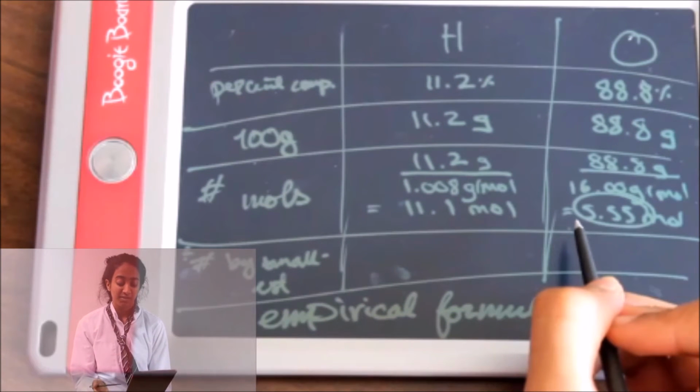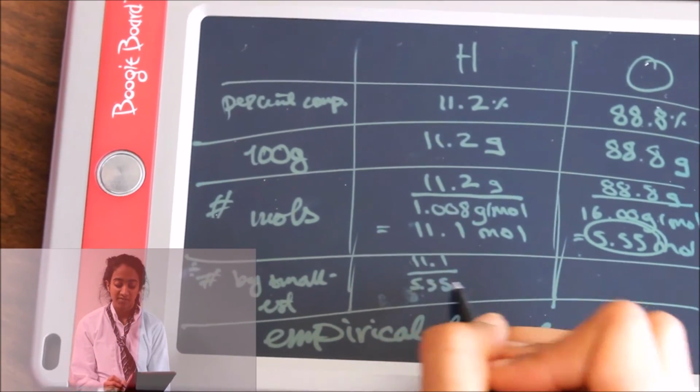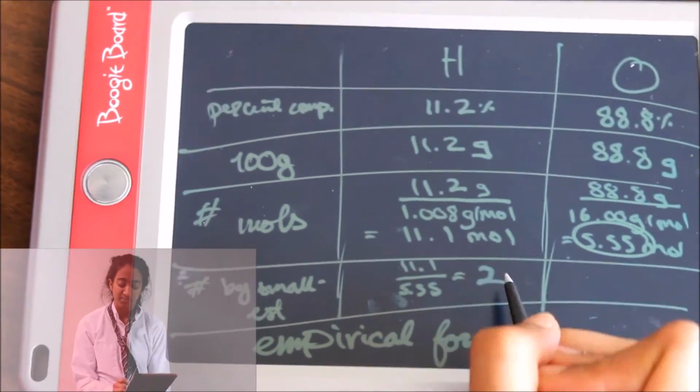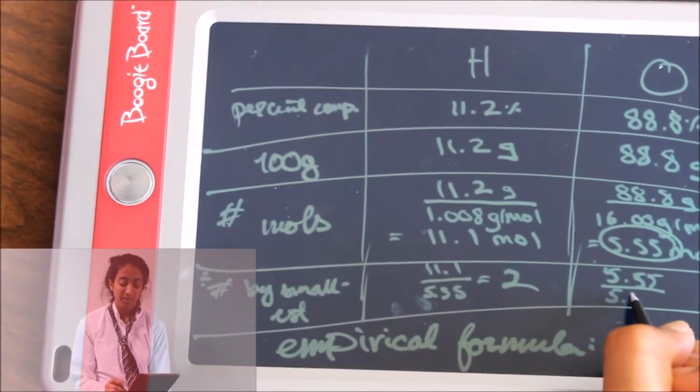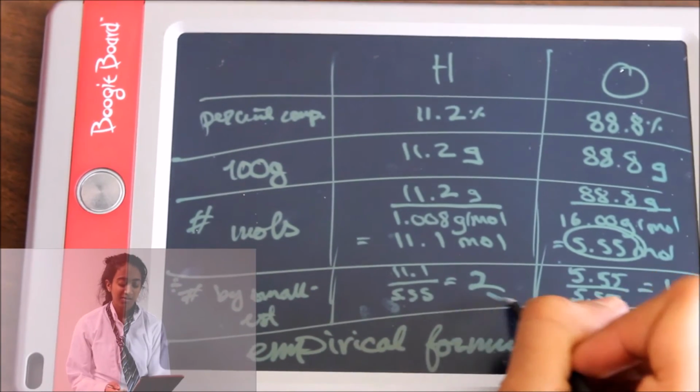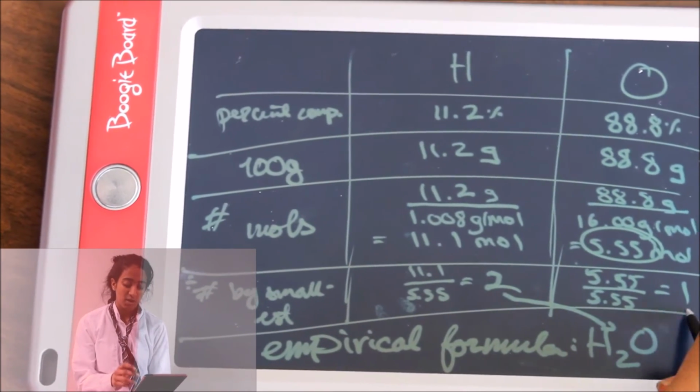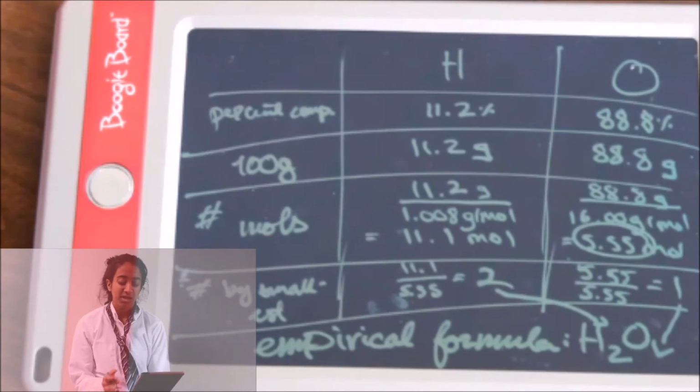The next step is to divide both your H and your O by the smallest number of moles. In this case, the smallest number of moles is 5.55. So we divide 11.1 by 5.55 and 5.55 by 5.55. So for hydrogen, we get the number 2, and for oxygen, we get the number 1. This means in every water molecule, there are 2 hydrogen atoms for every oxygen atom.